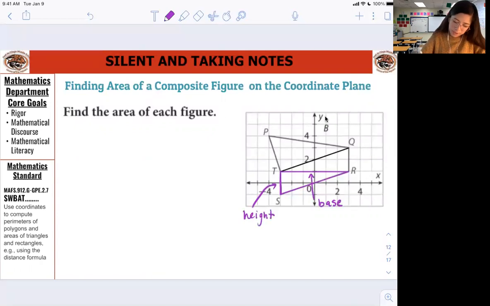So there's an easy one. And then we have this triangle, which is also a right triangle. So we can do the same thing. What would be my base? What would be my height? TR would be the base, so that's also the base here. And then QR would be the height. Good. So let's start with these because they're easier. And then we'll see what to do about that last triangle.